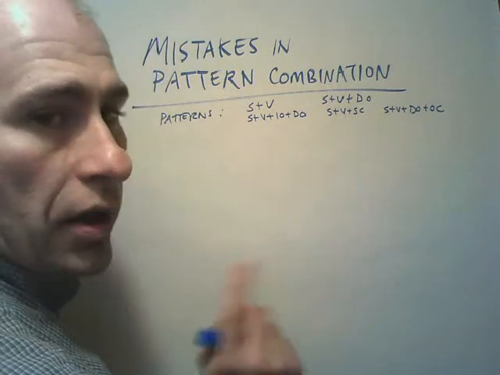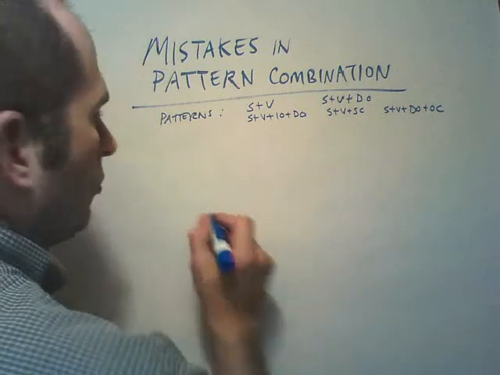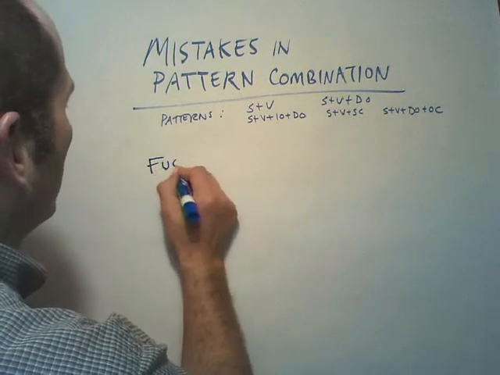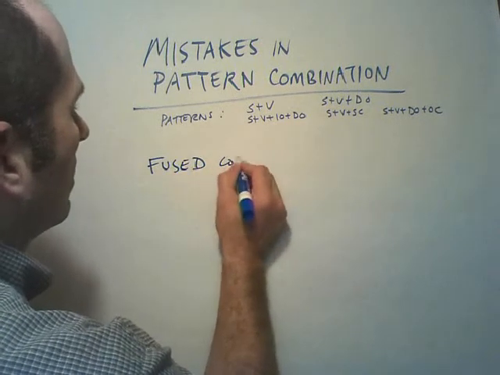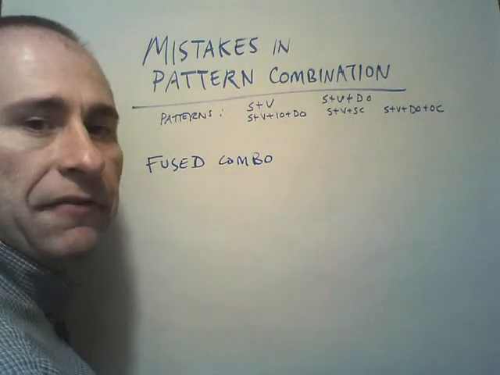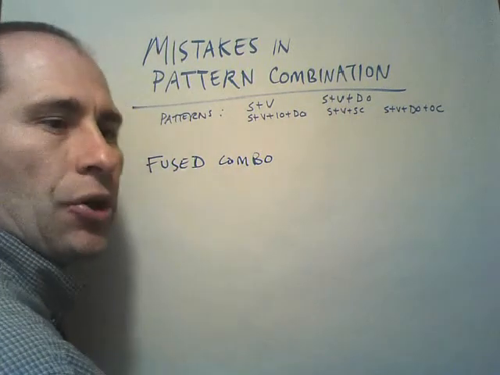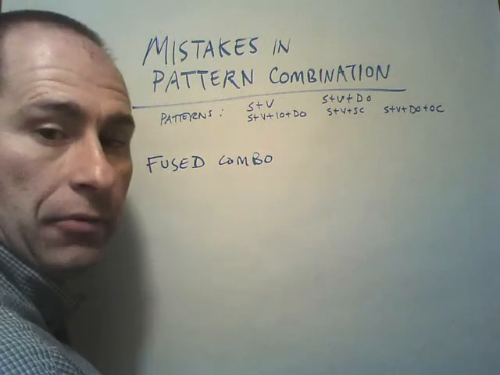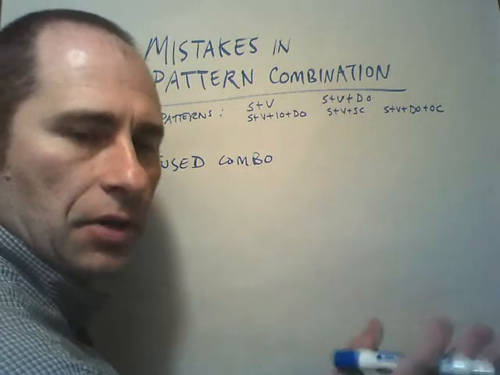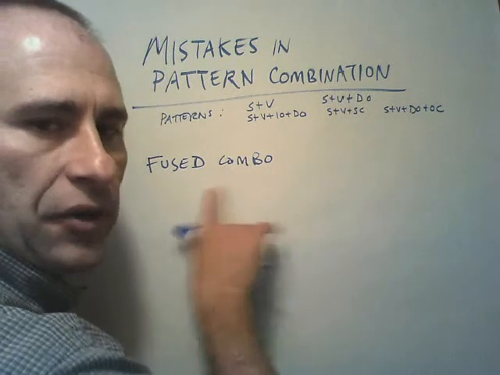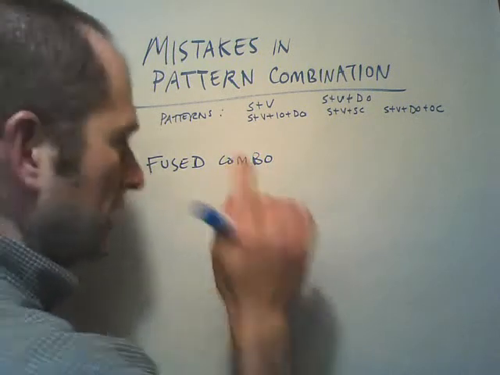What are some major problems? Well, one major problem is the fusion. A fused combo. You'll often hear this as a fused sentence, or a run-on. Now, a run-on sentence is not one that runs on and on and on. It just never stops. No. A run-on is a fused sentence, and a fused sentence is really a fused combination. This is what I mean.